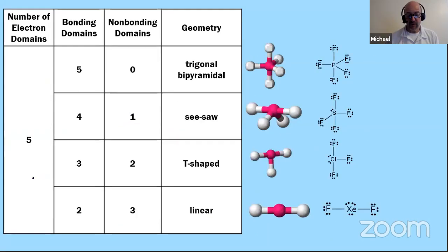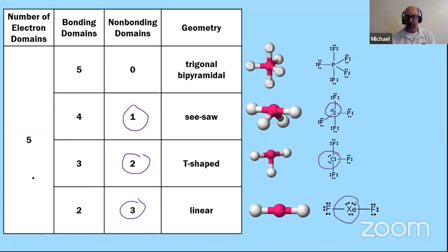With respect to 5 and 6 electron domains, you can have all kinds of shapes. So here we have what's called seesaw. Here we have what's called T-shaped. And here we have linear.